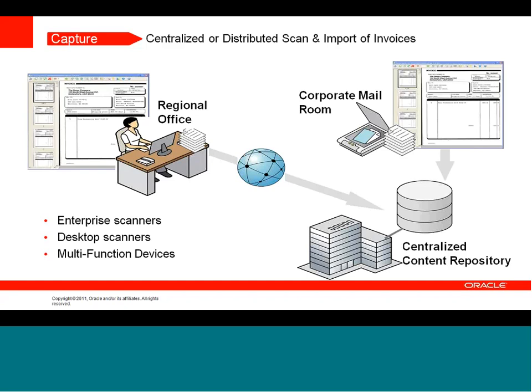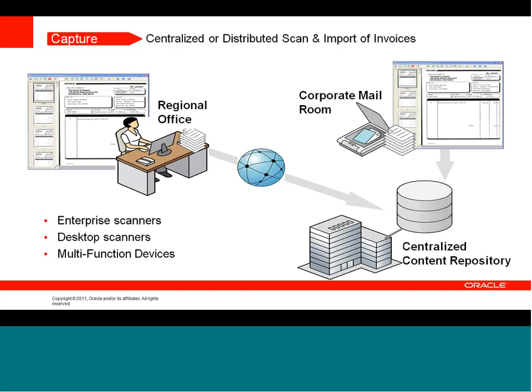So this solution actually supports multiple types of scanners: the high volume enterprise scanners that you might have in your mailroom, individual desktop scanners, or, if you're scanning something other than invoices like expense receipts or contracts, multifunction devices where the information can be dropped directly into a folder. We'll monitor that folder and pull in that information automatically.